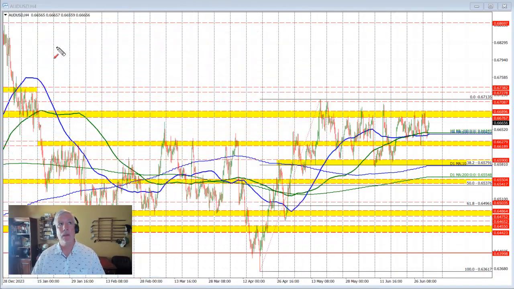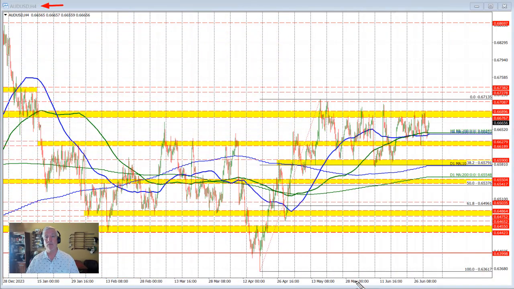I'm going to take a look at the Aussie versus US dollar. Today's date is July 2nd, 2024. Let's get started. I'm going to look at the 4-hour chart for this currency pair.